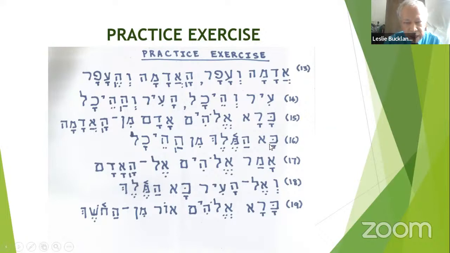Number 16, here's the verb ba, which means he came. Ham Melech is the king. Min is from, and ha hekal is the palace. I can know from this context what ha hekal would mean because I'm dealing with the king, and I'm dealing where the king is coming from. You know that the king lives in a place called a palace. Okay, so this is palace.